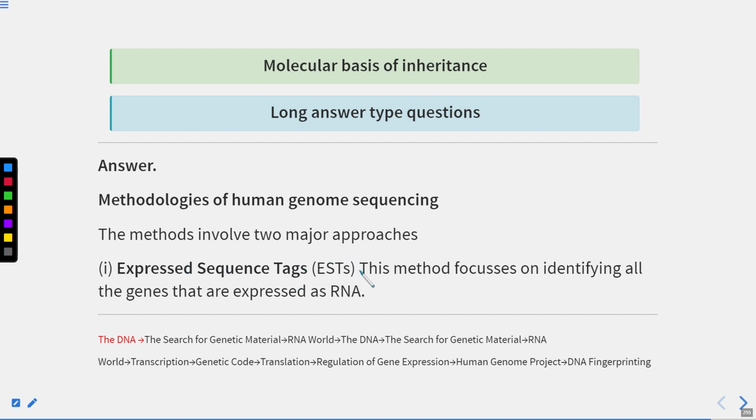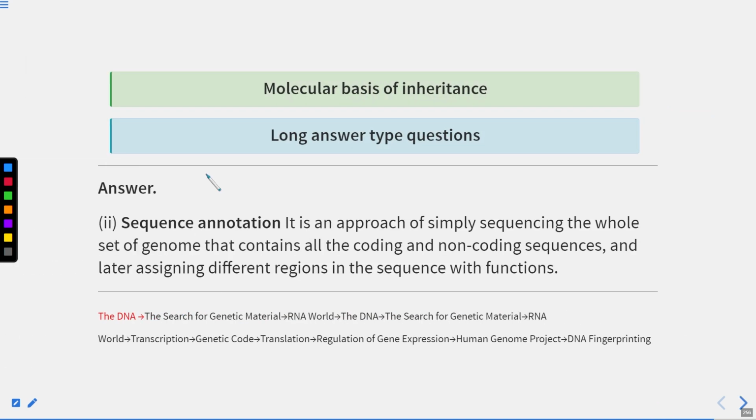So first is the expressed sequence tag, also known as ESTs. So in this method, what happens? This method focuses on identifying all the genes that are expressed as RNA. That's why the name given is expressed. You know some of the nucleotide sequences cannot be expressed into RNAs. They are not coding, they are non-coding. So expressed sequence tag focuses on identifying all the genes that can be expressed as RNA.